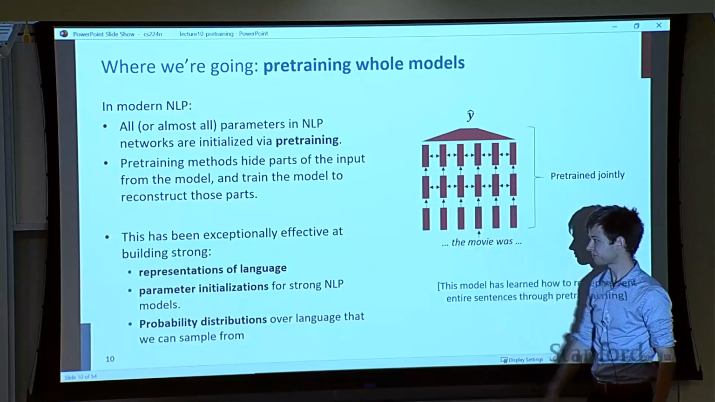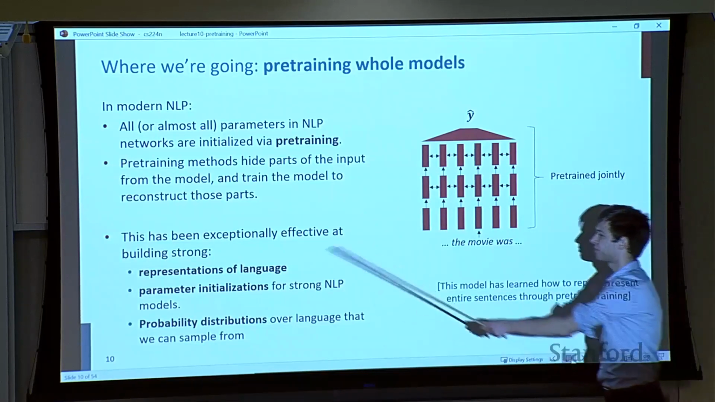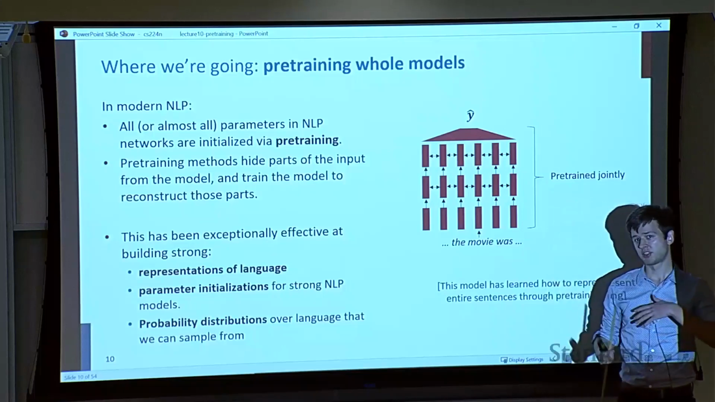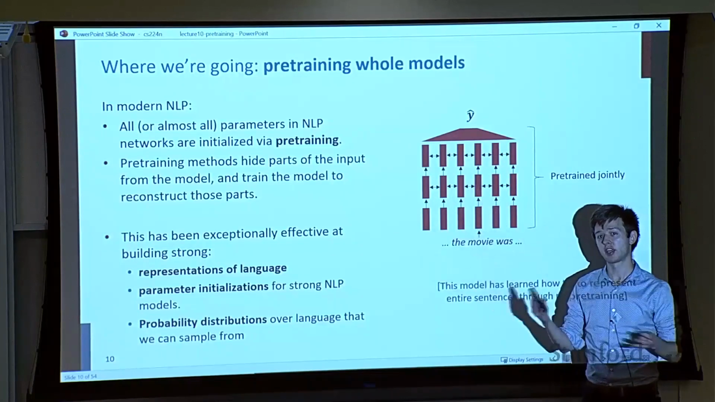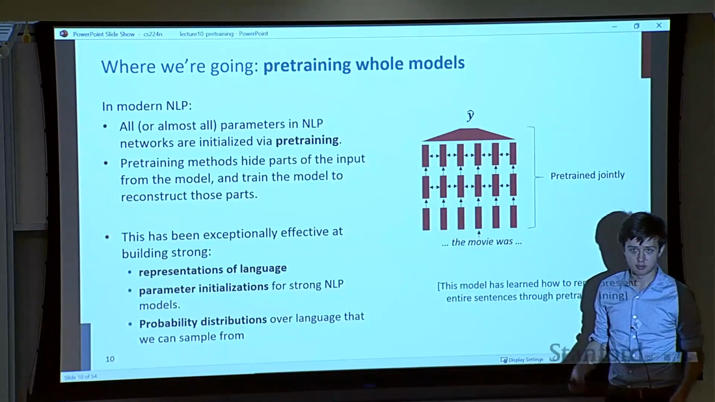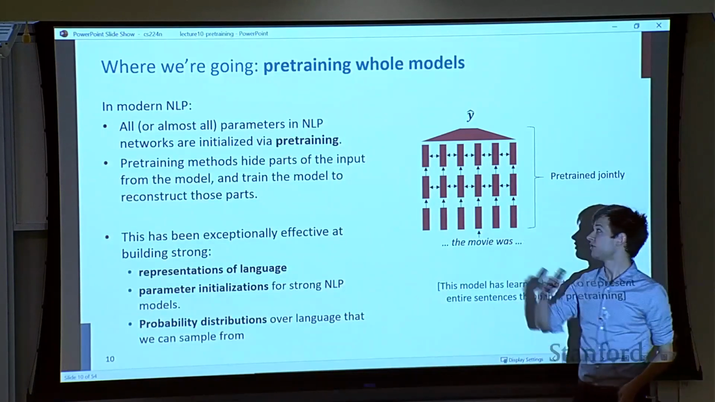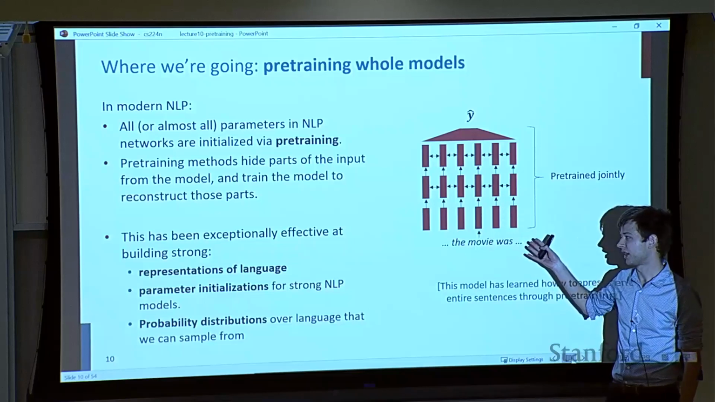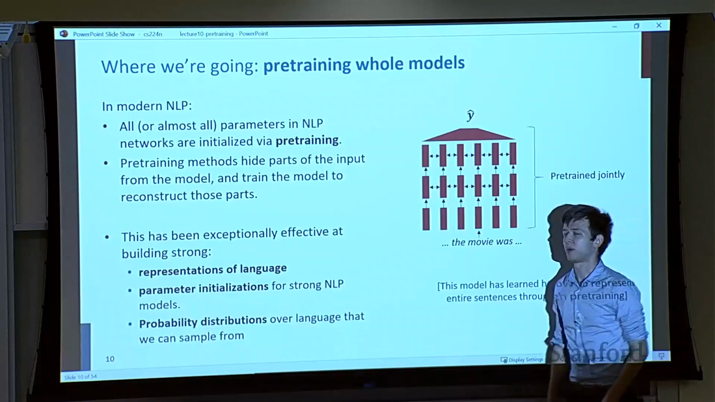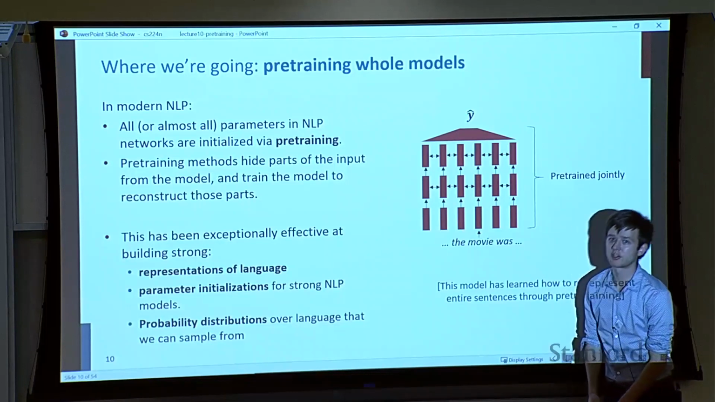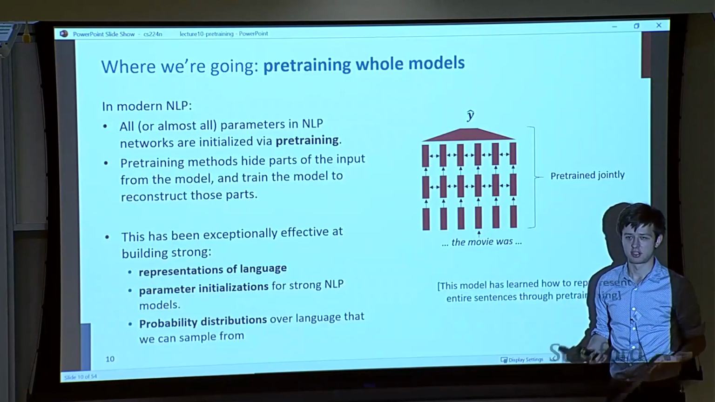that predicts the label. Okay, and this has just been exceptionally effective at building representations of language that map similar things in language to similar representations in these encoders, just like how Word2Vec maps similar words to similar vectors. It's been exceptionally effective at making parameter initializations, where you start with these parameters that have been pre-trained, and then you fine-tune them on your labeled data. And then third, they've been exceptionally effective at defining probability distributions over language, like in language modeling, that are actually really useful to sample from in certain cases.